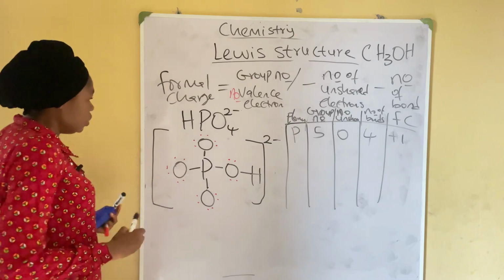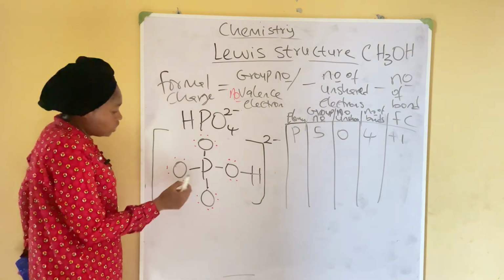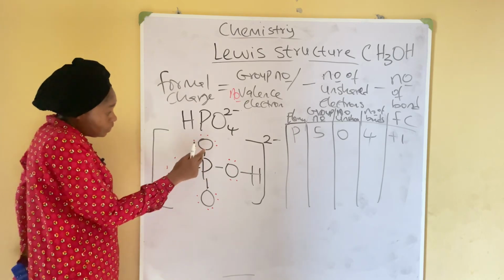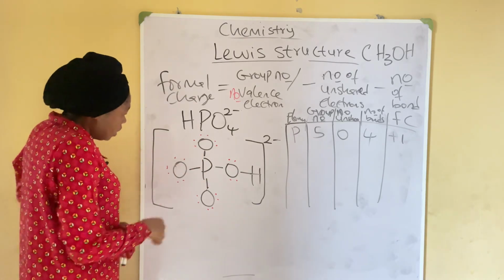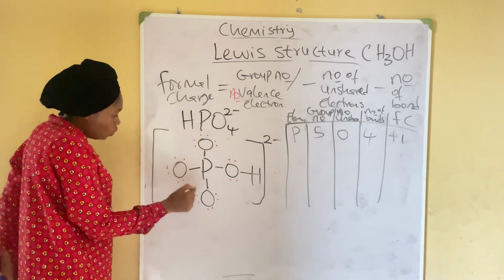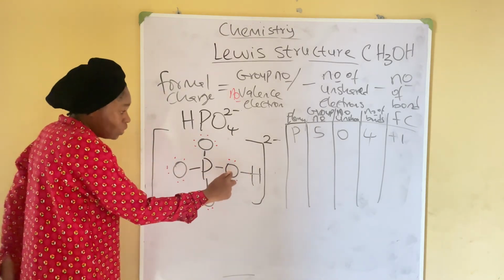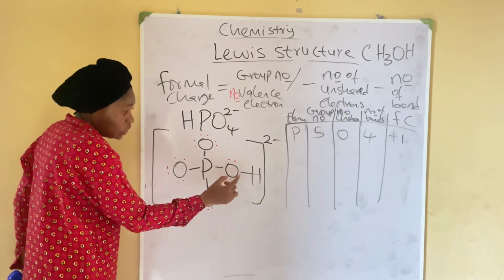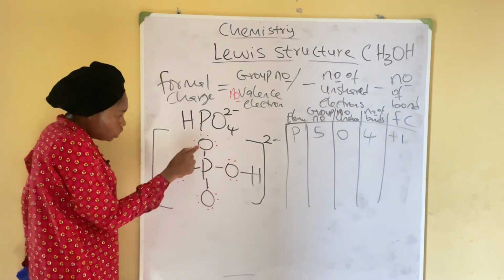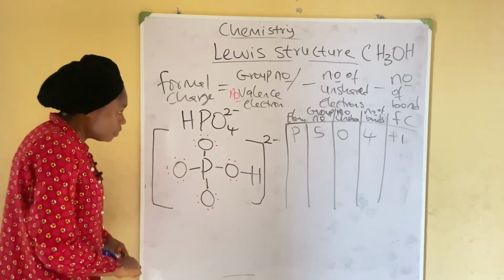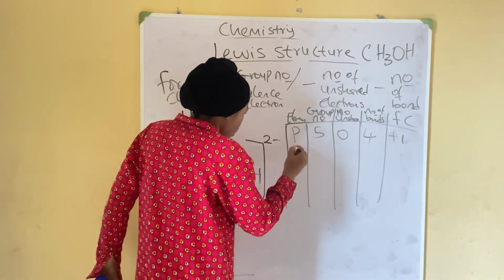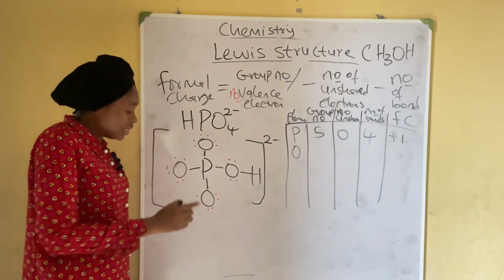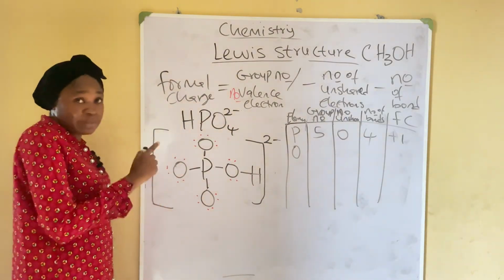Okay, let's look at oxygen. Look at this oxygen here. I have oxygen attached to phosphorus. These oxygens are the same, 1, 2, 3. This one is different. This one is bonded to phosphorus and to hydrogen. So I'll do this particular oxygen separately. This oxygen, this and this, they are the same. So let's take one of them. At the end, I'll multiply it by 3.